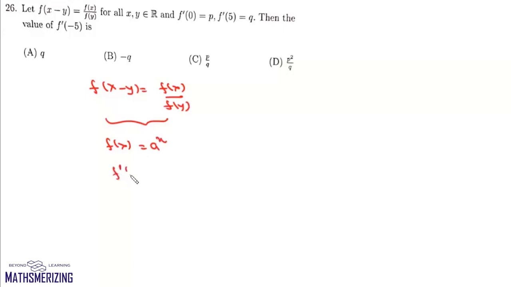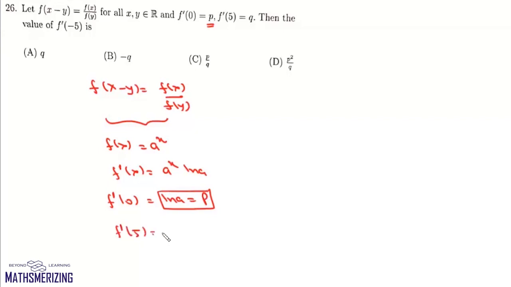Now if you find f'(x), it will be a to the power x log a. Now f'(0) will be a to the power 0, which is 1, and then log a, and f'(0) is p. So from here we can say the value of log a is p. Now if we find f'(5), it will be a to the power 5 log a, and it is q. Now log a is p. So from here we can write a to the power 5 equals q by p.